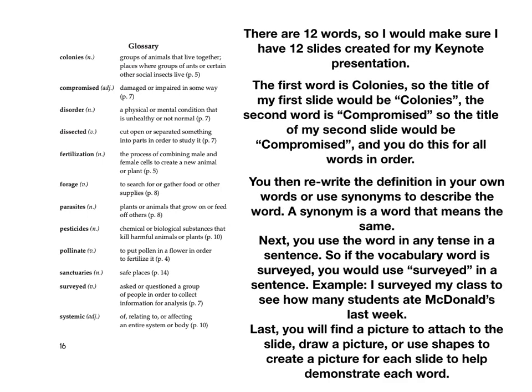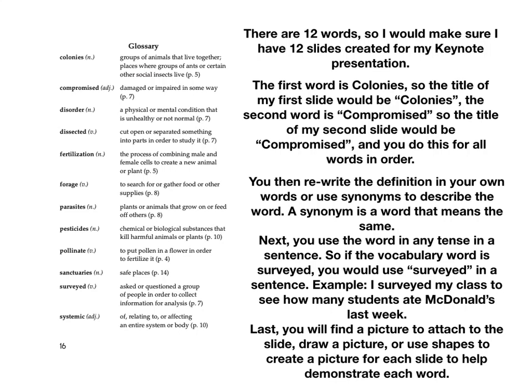So there are 12 words, so I would make sure I have 12 slides created for my keynote presentation. The first word is colonies, so the title of my first slide would be colonies. The second word is compromise, so the title of my second slide would be compromise, and you do this for all the words in order. Then you rewrite the definition in your own words or use synonyms to describe the word. A synonym is a word that means the same. Next, use the word in any tense. So for the word colonies, you could use colony, and it would be fine. Or disorder, you could use the word disorders. I'm fine with that.